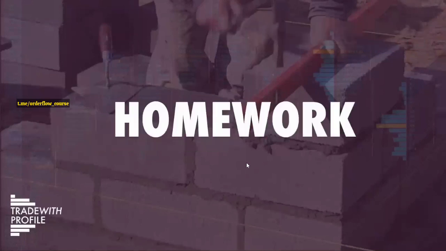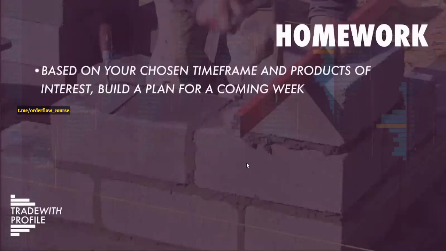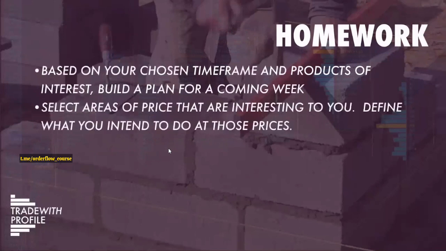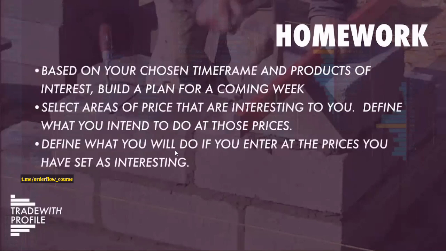Okay, here's your homework. Based on your chosen time frame and products of interest, build a plan for the coming week. At this point, you should be looking at some products, you should be looking at some levels, you should be setting some alerts, really kind of codify that into some sort of plan. Select areas of price that are interesting to you, define what you intend to do if and when you reach those prices. And then define what you will do if you enter at those prices that you have set. So like once you're in, what will you do?